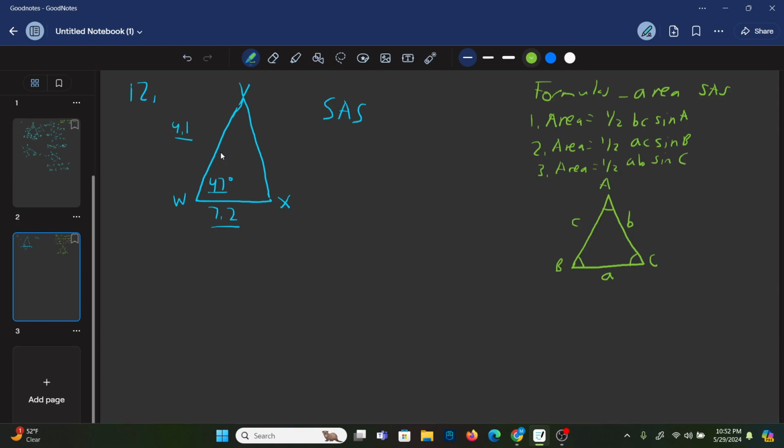So if we go back to here, this triangle is named VWX. But to make this easier, we can just rename it ABC. The side across from angle A is little a, the side across from angle B is little b, and the side across from angle C is little c.